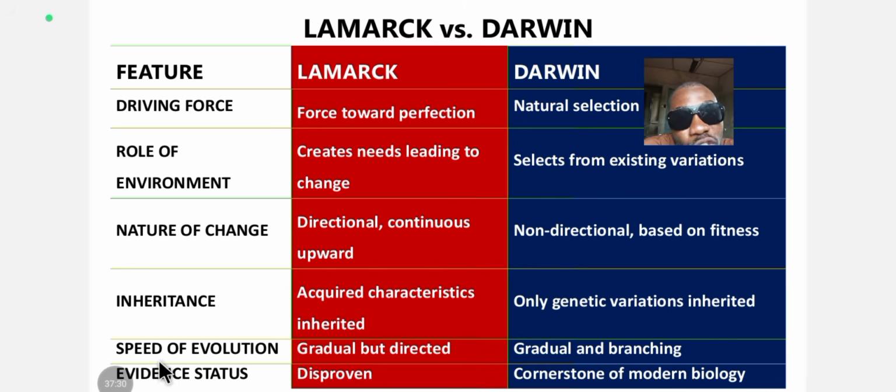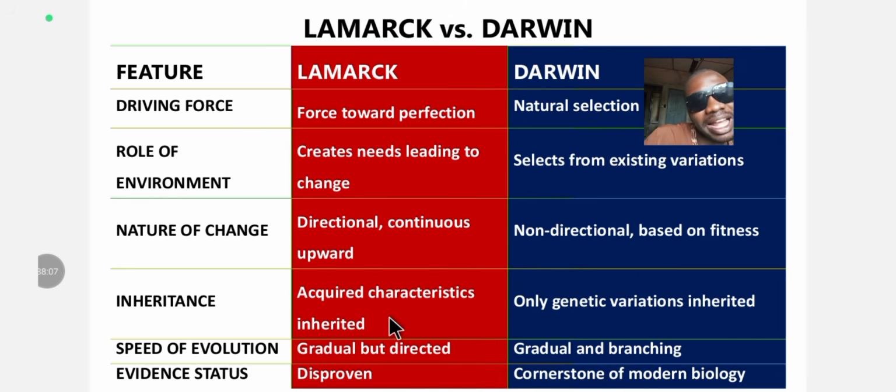The next feature is speed of evolution. How fast is the evolution? Lamarck's theory is gradual but direct, but Darwin's theory is gradual but branching. Both of them are gradual, but Lamarck's theory is straightforward. I just go to the gym, I start raising weights, my muscle starts to grow. But Darwin's is not straightforward. That's why it's not predictable, it's not directional. The final feature we have here is the evidence status.